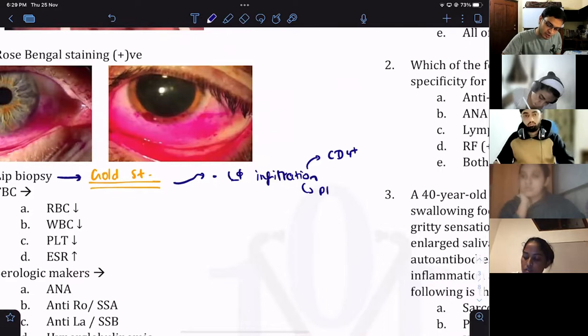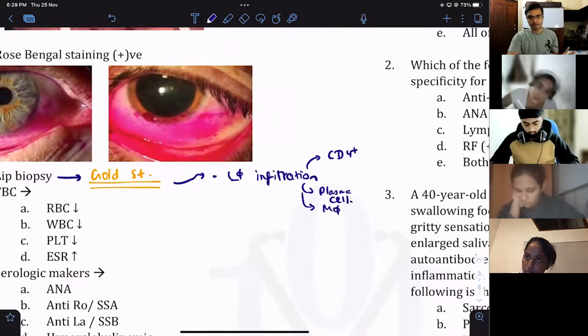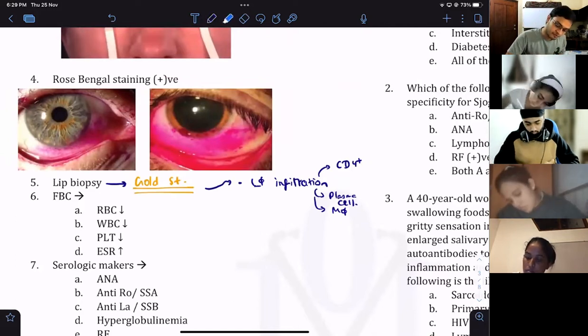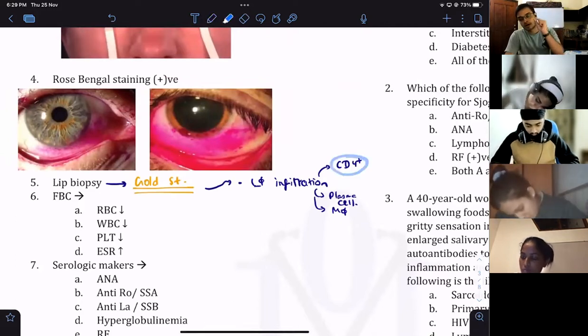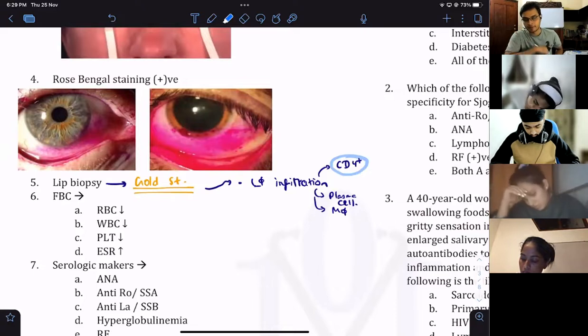Apart from that, guys, you will see plasma cells also which have come to that area. You will see macrophages due to the inflammation, all that we will be seeing. But just remember, lymphocytic infiltration will be there specifically CD4 plus predominant, right? Don't forget that, right? CD8 also can be seen, but predominance is CD4 plus.